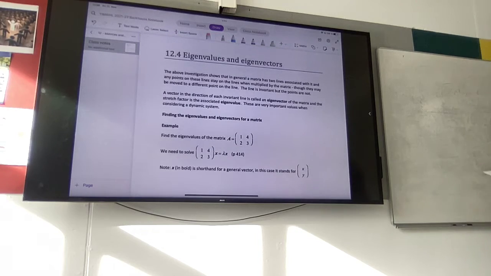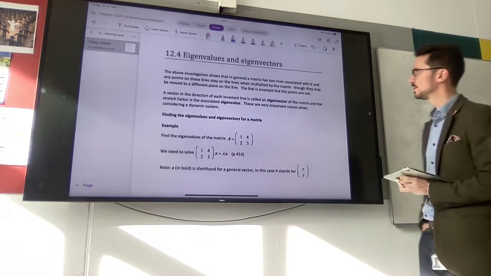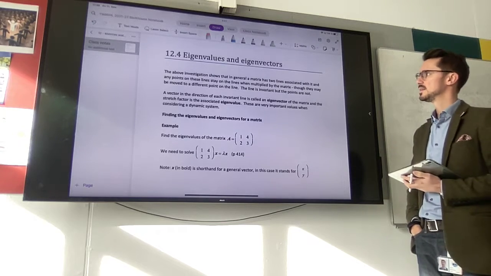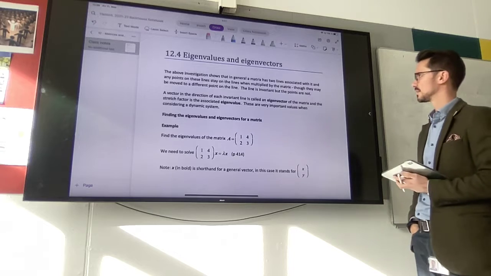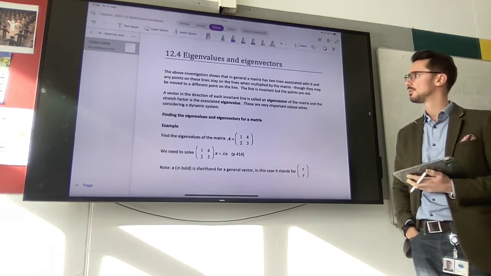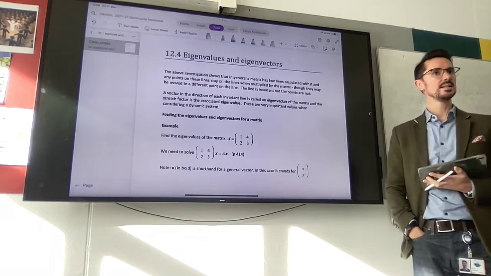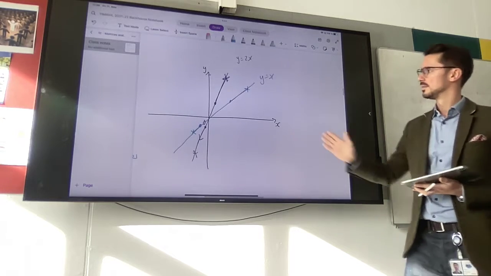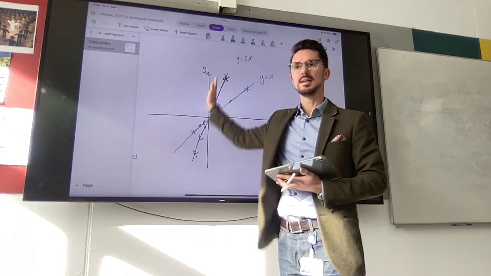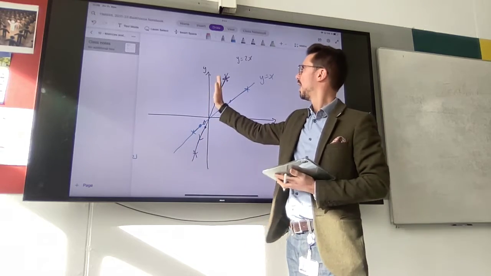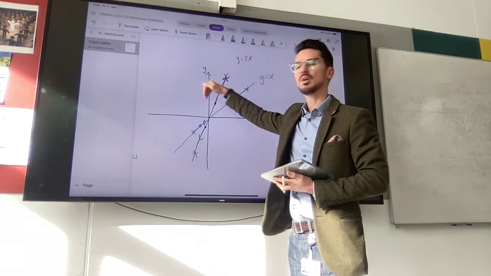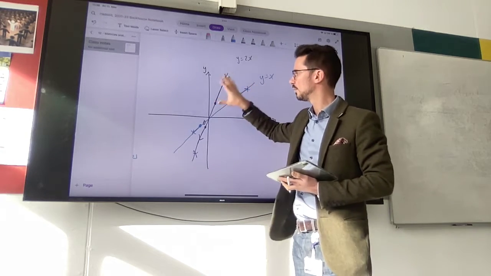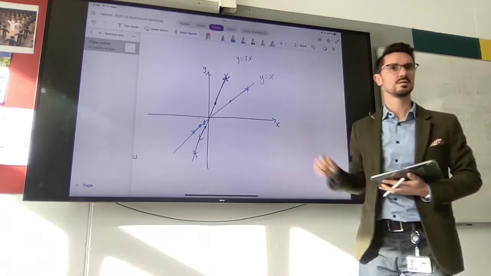Okay, so the above investigation shows that in general a matrix has 2 lines associated with it, and any points on these lines stay on the lines when multiplied by the matrix, though they may be moved to a different point on the line. The line is invariant, but the points are not. That means this line does not change. We do not go off the line, but we just slide along the line. Okay? And for this matrix, it will always be these 2 lines.